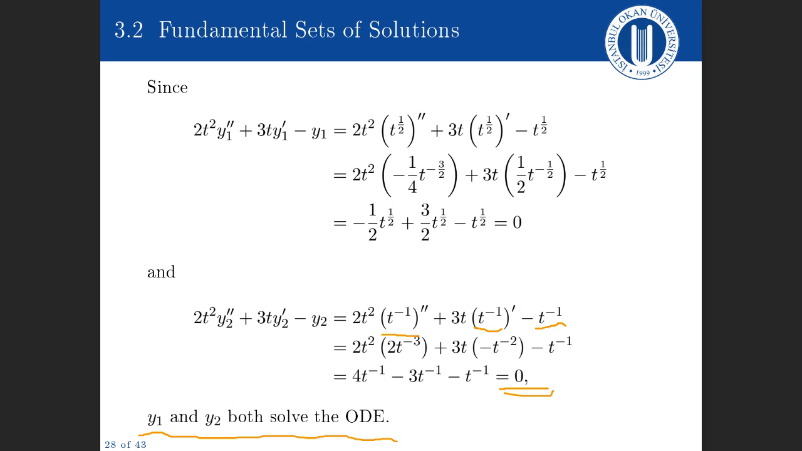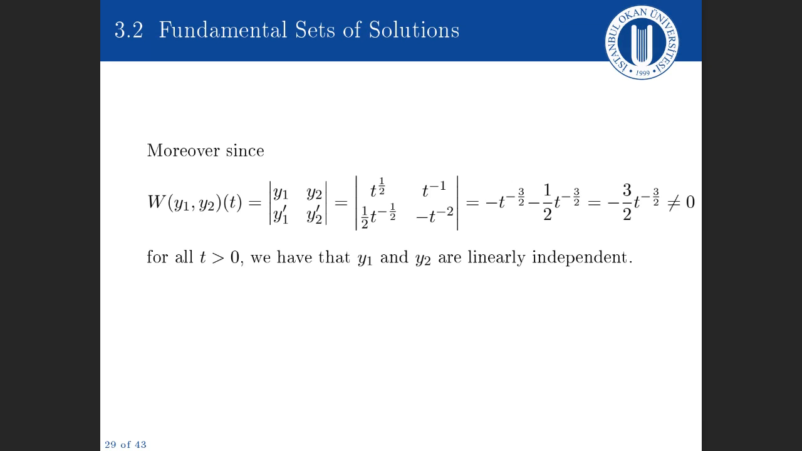There's one more thing we need to do. We need to show that they are linearly independent. We need to use the Wronskian. The Wronskian of y1 and y2, that is the determinant of the 2x2 matrix, y1, y2, y1 prime, y2 prime. Put everything in. Calculate the determinant and then simplify. We get minus 3 over 2 t to the power minus 3 over 2. And remember, we're only interested in the equation when t is strictly greater than 0. So this is actually always non-zero.